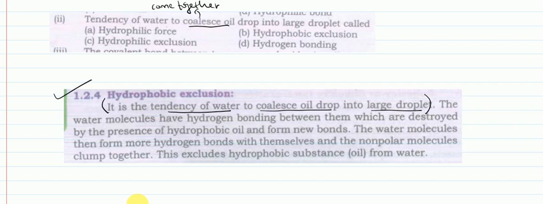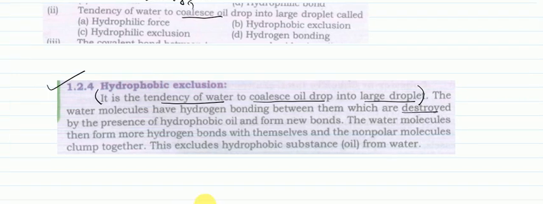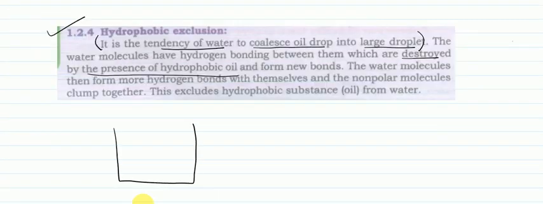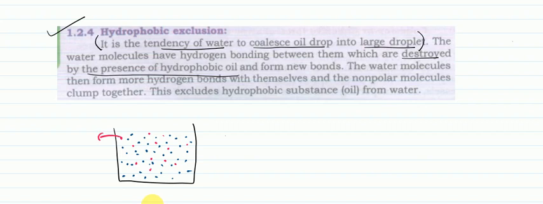The water molecules have hydrogen bonding between them, as we discussed in MCQ number 1. This hydrogen bonding is disrupted by the presence of hydrophobic oil. Let's consider we have a flask filled with water, with hydrogen bonds between the molecules. If we add oil to it, the oil droplets try to destroy the hydrogen bonds, right? But water molecules have a strong tendency to form hydrogen bonds, so they form more hydrogen bonds with themselves, attracting other water molecules.